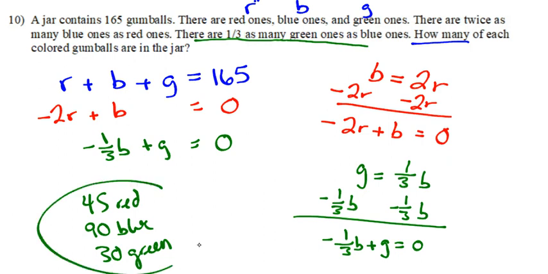And just like I said in the last video, I would read these statements again and just make sure that they all are fulfilled by my answer. So don't just trust that you've done everything right, because you probably have, but you might have made a small mistake. Twice as many blue as red. Red 45, twice as many is 90. Boom. 1/3 as many green as blue. Green is 30. That is 1/3 of 90. So that's the correct answer.